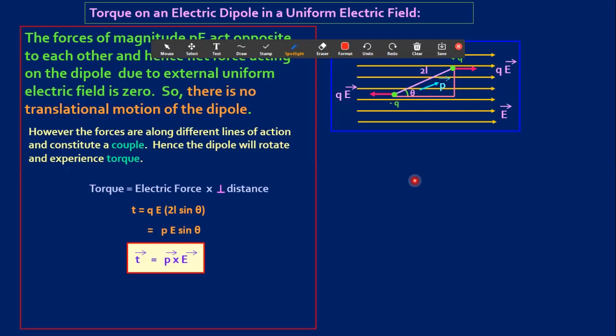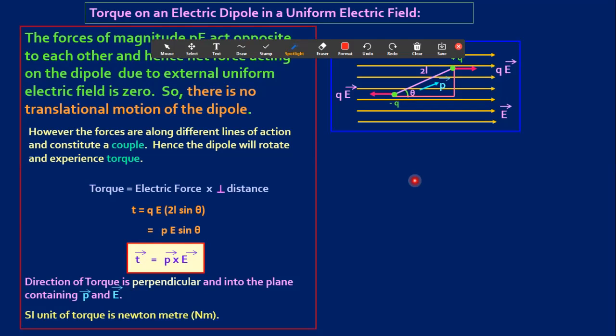Now torque is a vector product, and it becomes tau is equal to the vector product P cross E. The direction of torque is perpendicular to the plane containing the dipole moment, that is the moment of electric dipole, and the electric field intensity. So the SI unit of torque becomes Newton meter.